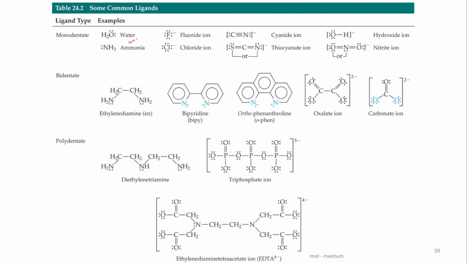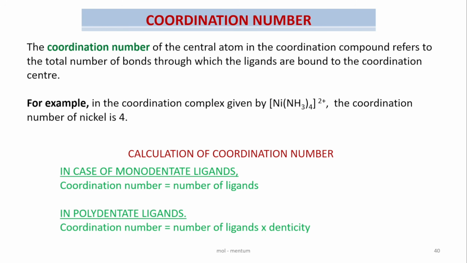In monodentate, we have water, ammonia, fluoride, cyanide, thiocyanate, hydroxide, nitrate. These are examples of monodentate. In bidentate, we have ethylenediamine, bipyridine, then oxalate, carbonate. These are examples of bidentate. In polydentate, we have diethylenetriamine, in short written as dien, and triphosphate ion. Then we have the very famous EDTA 4 minus. So these are the examples of ligands.